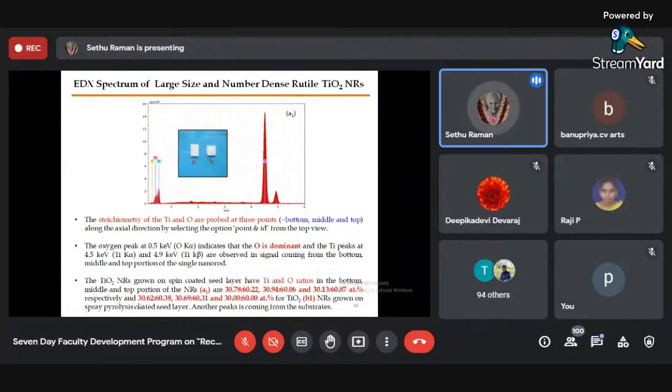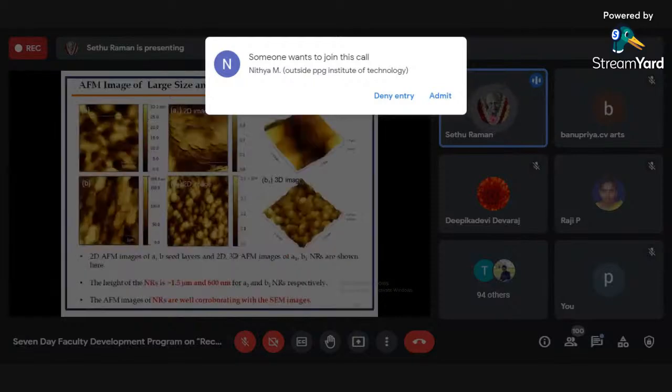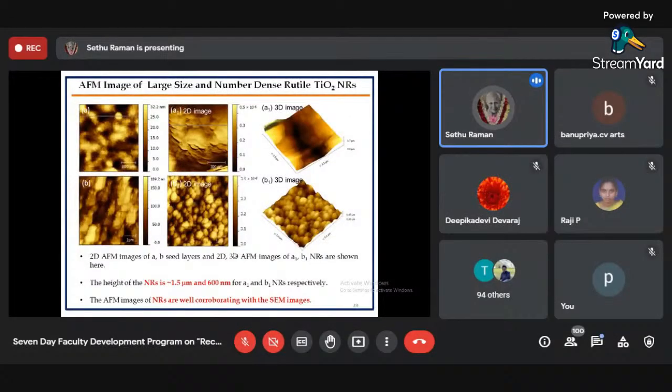The same thing we have measured for the number-dense nanorods. Also similar, the stoichiometry is almost retained at the top, middle, and bottom of the nanorods in the EDAX experiments. Next, the AFM images, from the atomic force microscope, of the large-size and number-dense TiO2 nanorods. You see the two-dimensional and three-dimensional images. This is the two-dimensional seed layer, and the two-dimensional and three-dimensional AFM images of the nanorods grown on the seed layer.